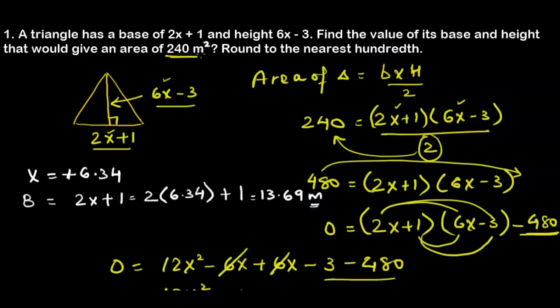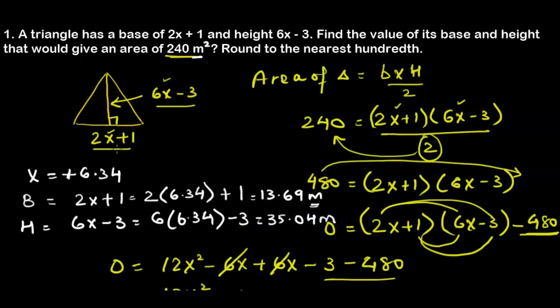Why are we using the unit meters? Because the area was given to us in meters squared. And the height is equal to 6x minus 3, which is 6 times 6.34 minus 3, equal to 35.04 meters. And this is how we get the dimensions of this triangle when we are given the area of the triangle and the dimensions in the form of a variable. All we have to do is use the area formula, sub in the dimensions, and solve for x. Once we get the value of x, we can find the value of the base and height.